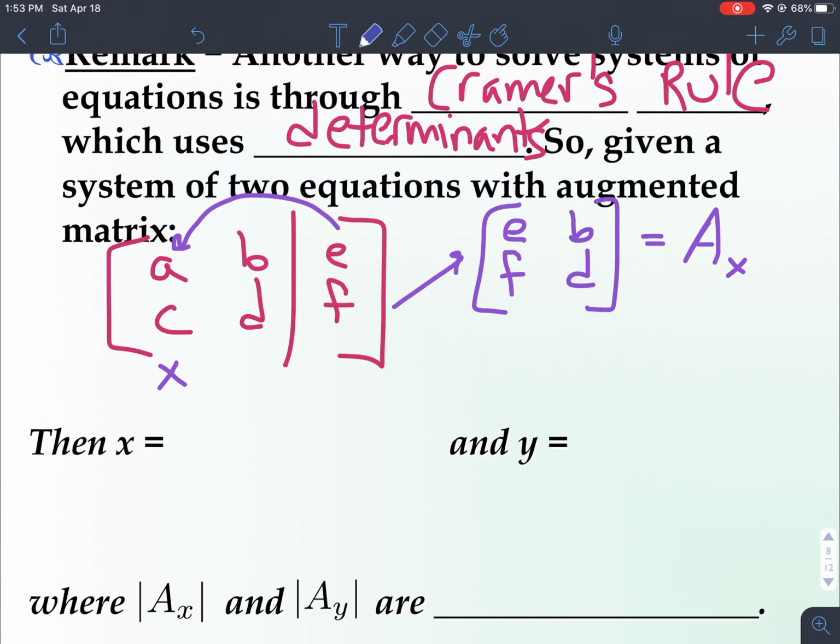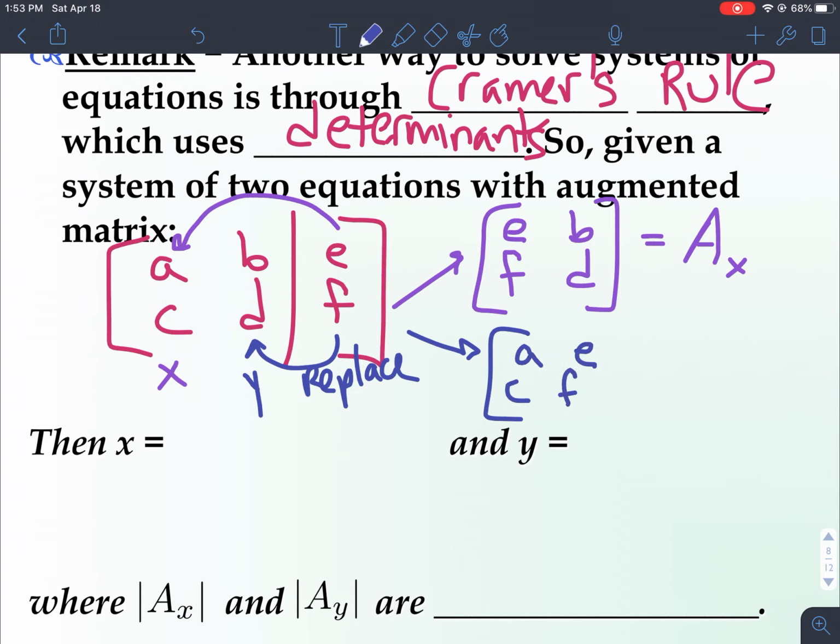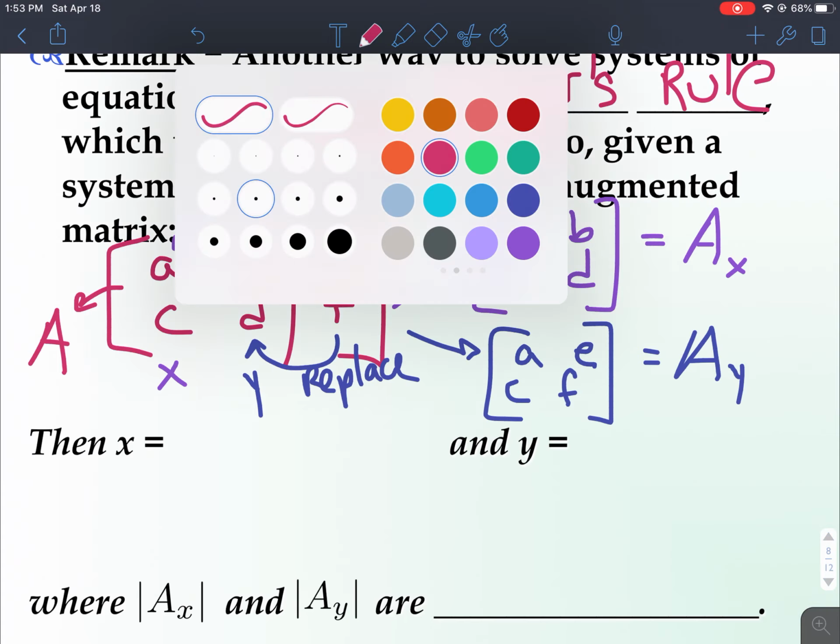Then I'm going to do the same thing with the Y column. And I'm going to have another 2x2 matrix with elements A, E, C, F. I'm going to call that one A subscript Y. And then remember that this matrix right here, we're going to call A. That's the coefficient matrix. So we have three 2x2 matrices.